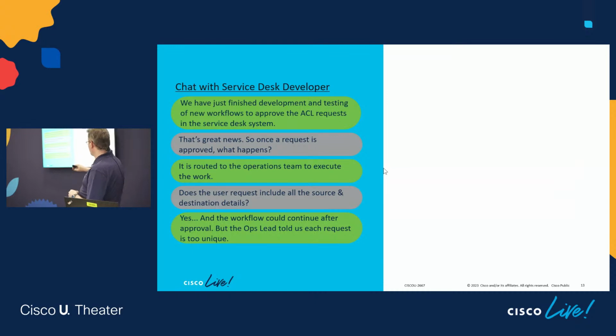So it is routed to the operations team. Does the user request include all the source and destination details? Yes, and the workflow could continue after approval, but the ops lead told us each request is too unique.